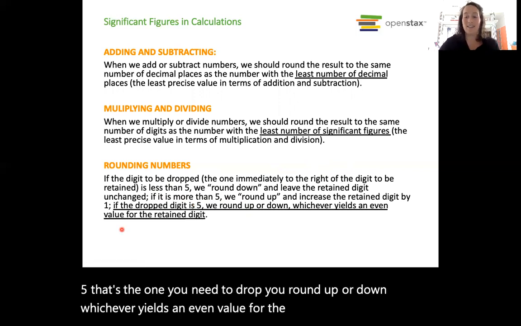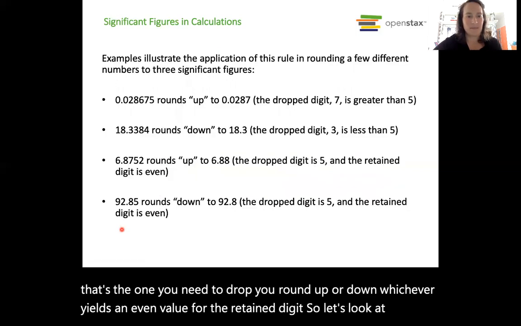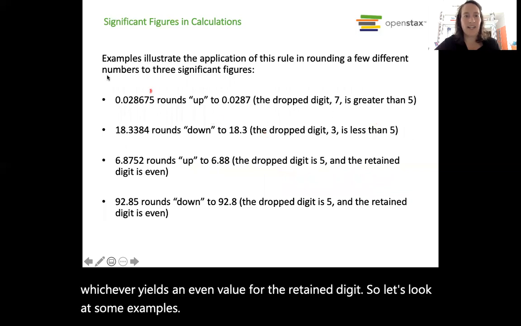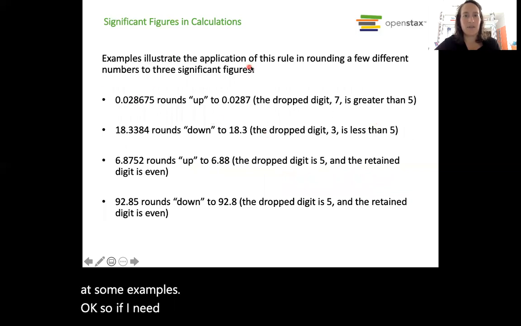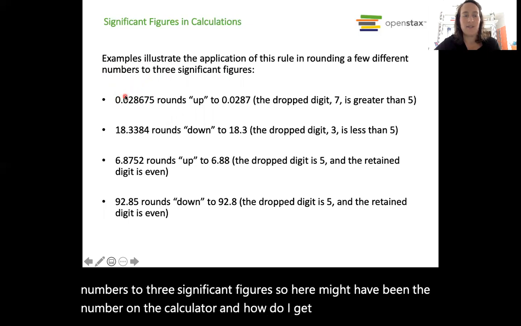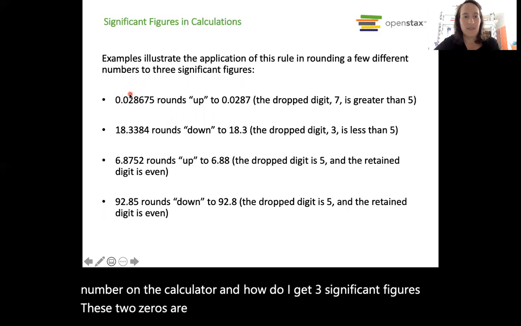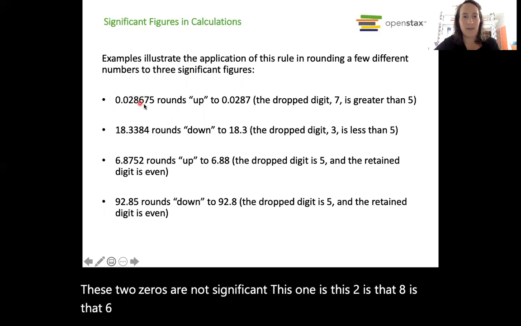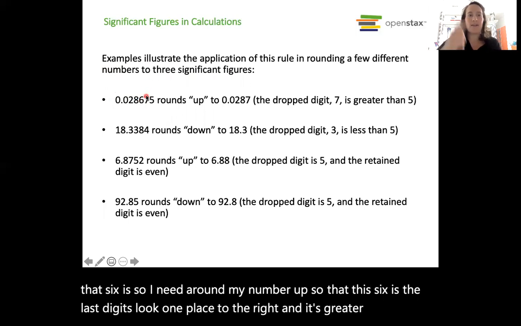So let's look at some examples. I need to round these numbers to 3 significant figures. So here might have been the number on the calculator, and how do I get 3 significant figures? These 2 zeros are not significant. This one is, this 2 is, that 8 is, and that 6 is. So I need to round my number so that this 6 is the last digit. Look one place to the right and it's greater than 5. So I round it up. So the 6 becomes a 7. So 287.